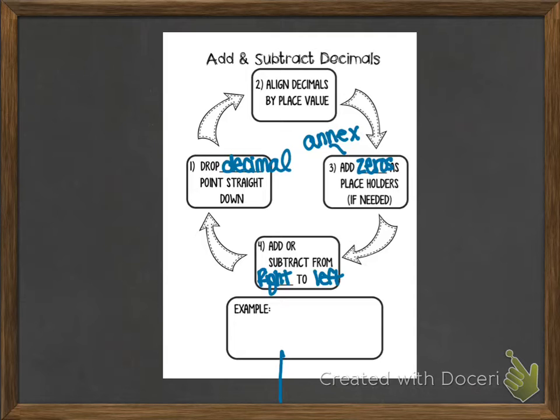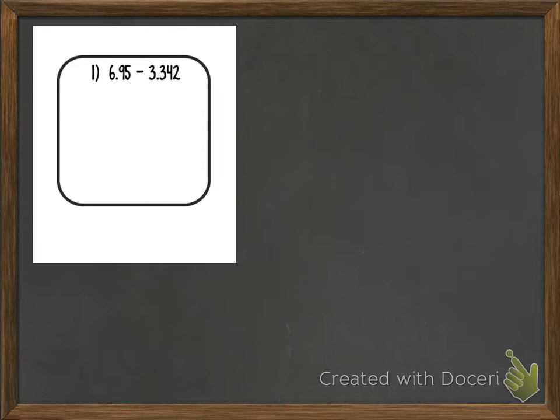So our example would be something like 14 and 12 hundredths plus 3.2. So when we align these, we are going to make sure that our decimals match up. 14.12 plus 3.2. And then annexing any zeros would be placing the zeros as placeholders. Let's get more into that with our first example.